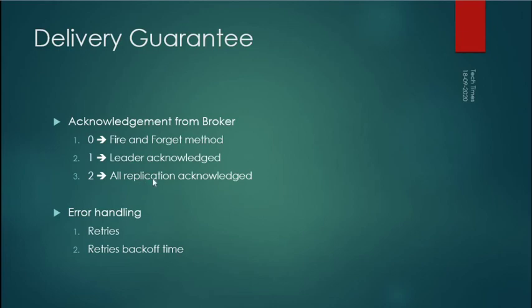So all these three options are there, but there are some trade-offs involved. With 0, the publishing of the message will be very fast, but there is a risk that we will have some loss of data and we won't know. With the leader acknowledgement, we will have some acknowledgements. This one is slightly slower than 0 but faster than the third one, because we are just waiting for the leader to acknowledge and not all the replicas.